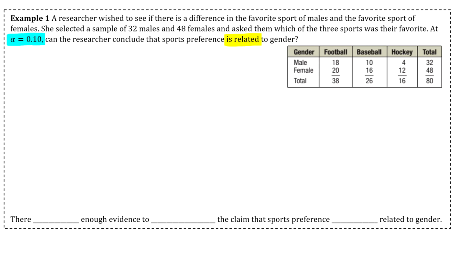Okay, so right away I see a keyword there. So related, okay, we're trying to figure out whether sports preference is related to gender. So that tells me I need to do this Chi-Square test for independence.